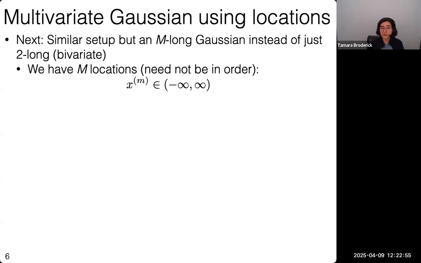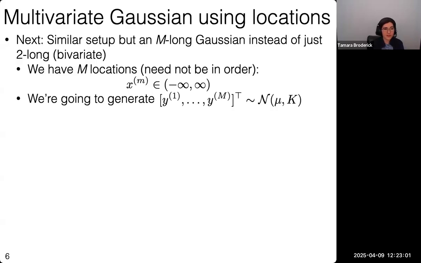And we're going to use this superscript to define which point we're on in the x space. Again, that's that horizontal axis. And then we're going to generate our capital M y values, the vertical axis, according to a normal distribution. And we need to find its mean and its variance.